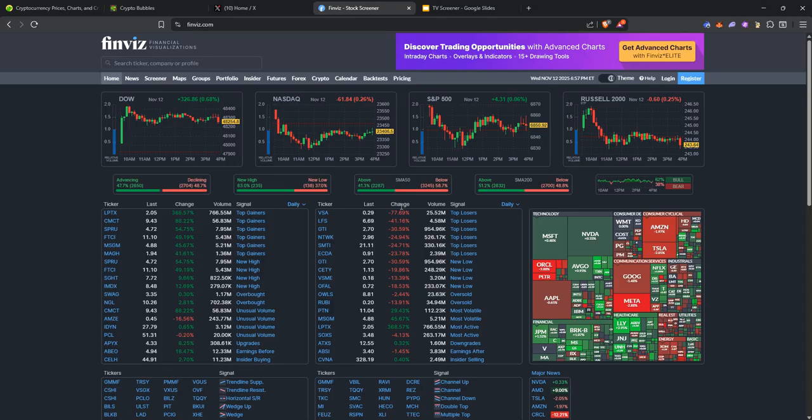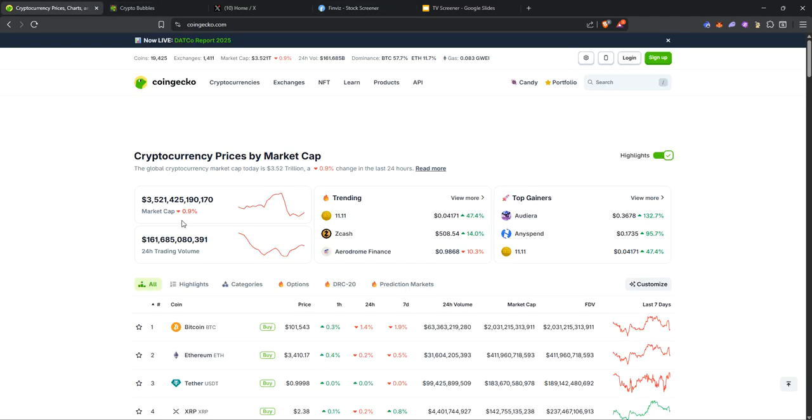So in crypto, how do we get the equivalent? How do you get that broad overview of the whole market? How do you know what regime we're in? Are we risk on? Are we risk off? You might see, for example, the total market cap, let's say, up by 2% in the last 24 hours.